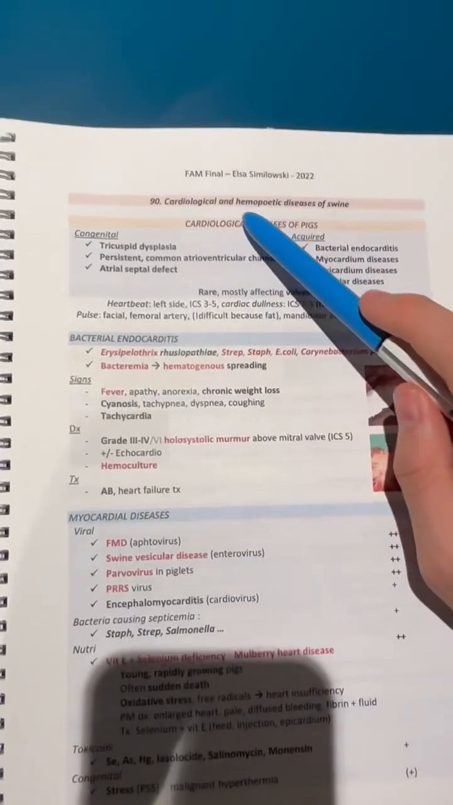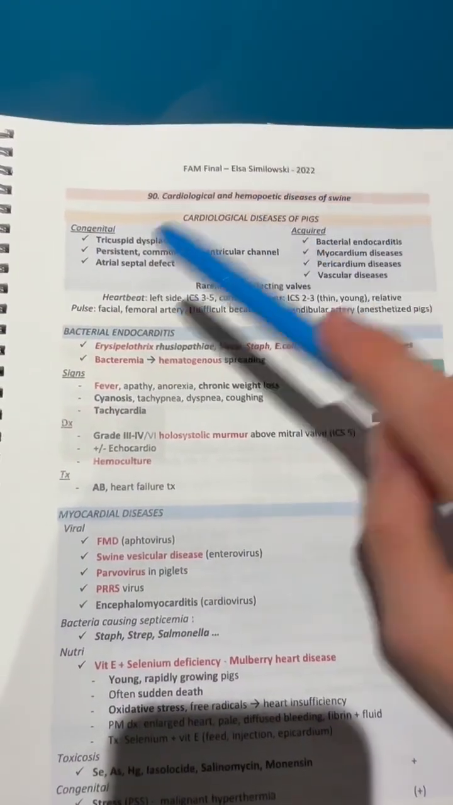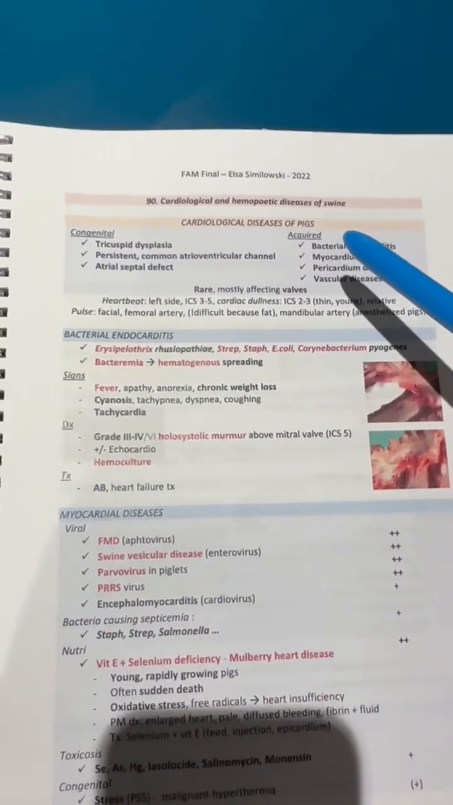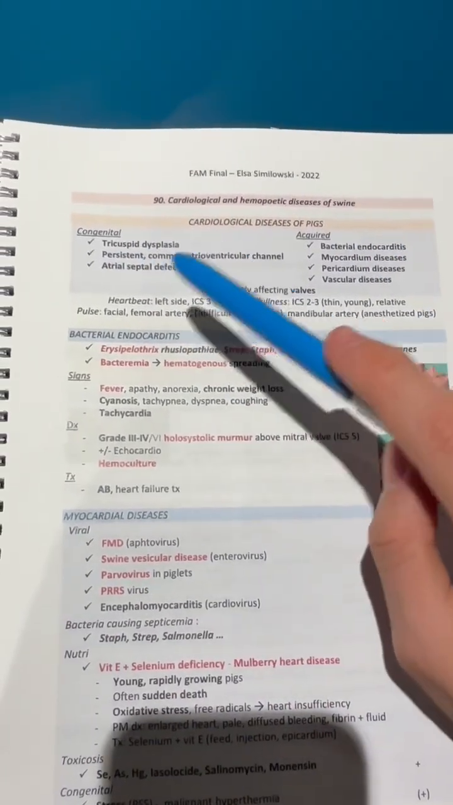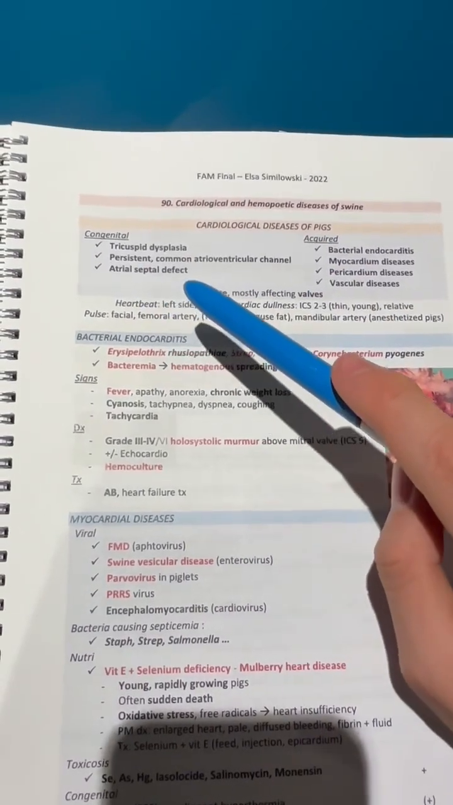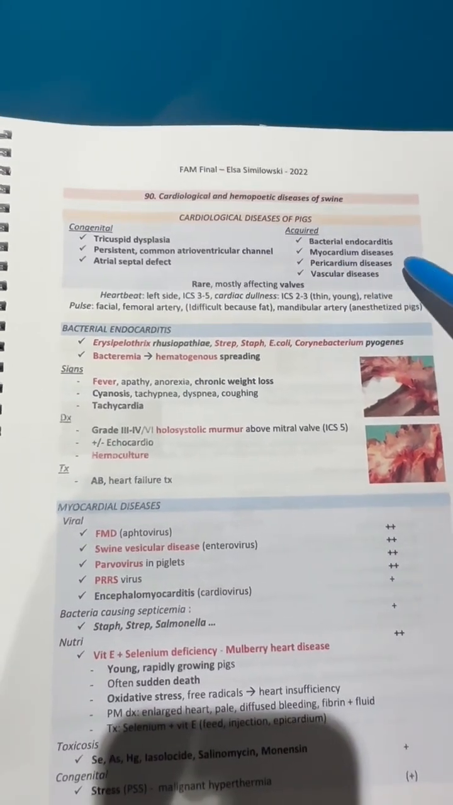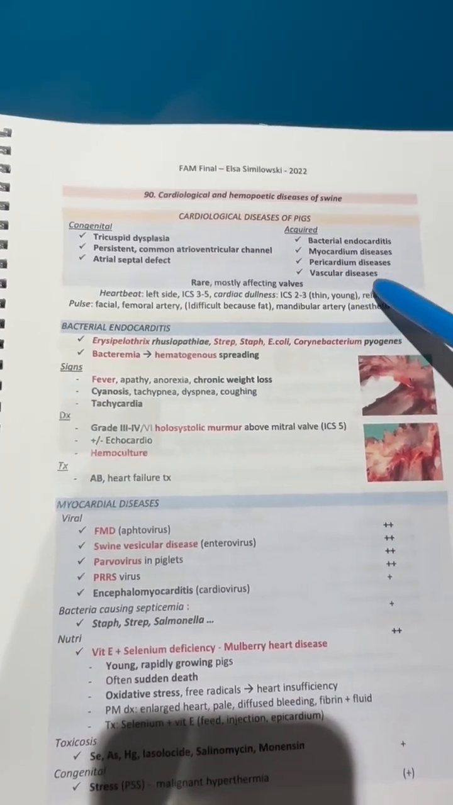The cardiological and hematopoietic diseases of swine. For the cardiological diseases of swine, they can be congenital or acquired. The congenital diseases are tricuspid dysplasia, persistent common atrioventricular channel, and an atrial septal defect. And the acquired diseases are bacterial endocarditis, myocardium diseases, pericardium diseases, and vascular diseases.